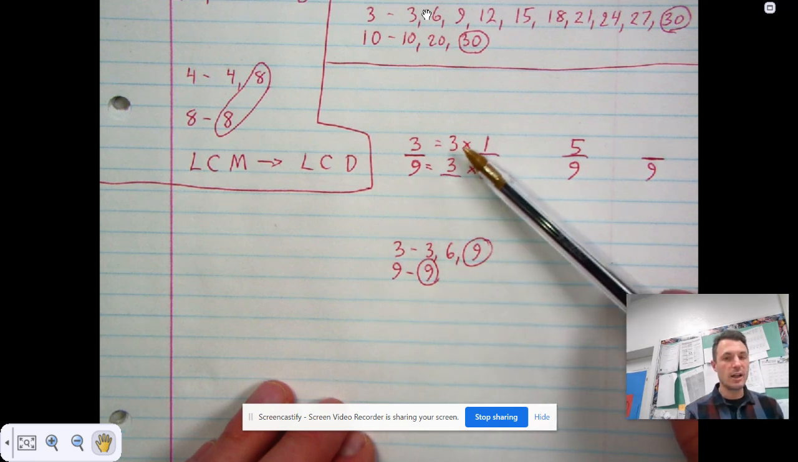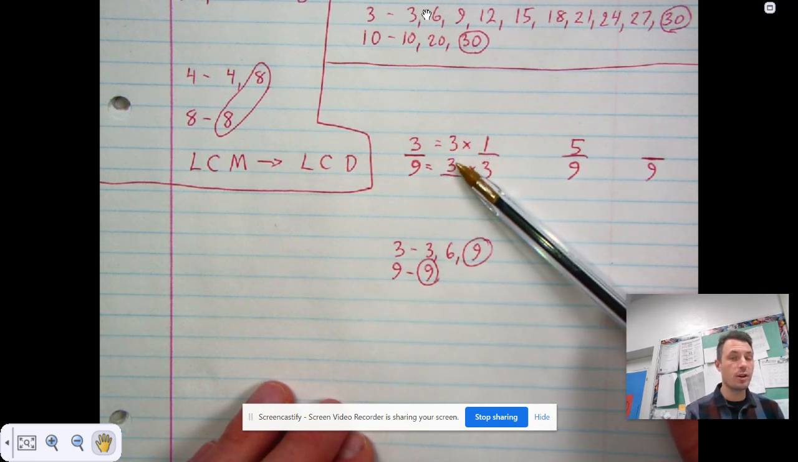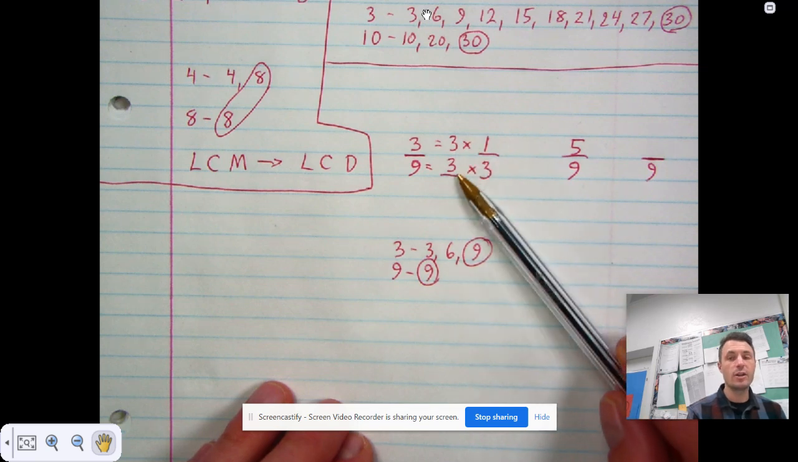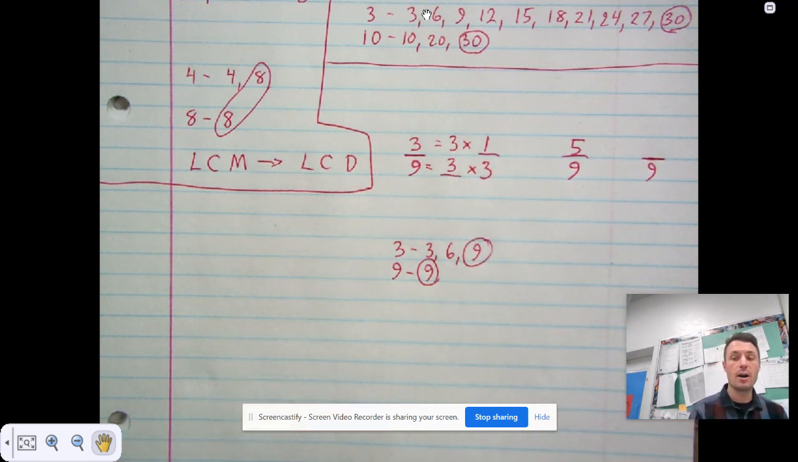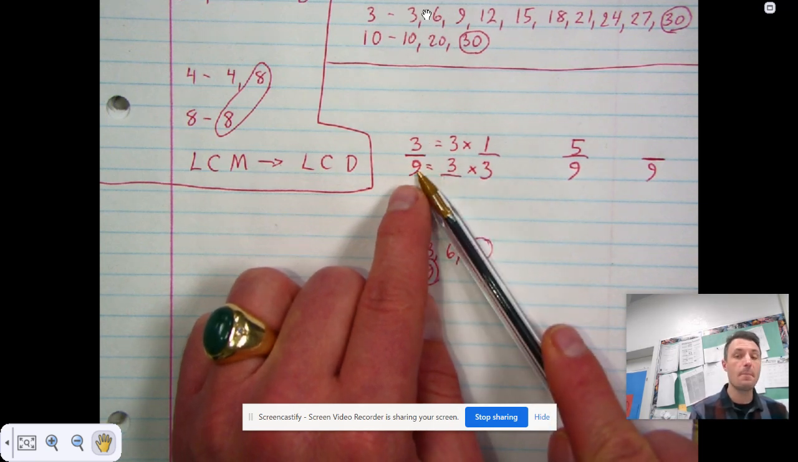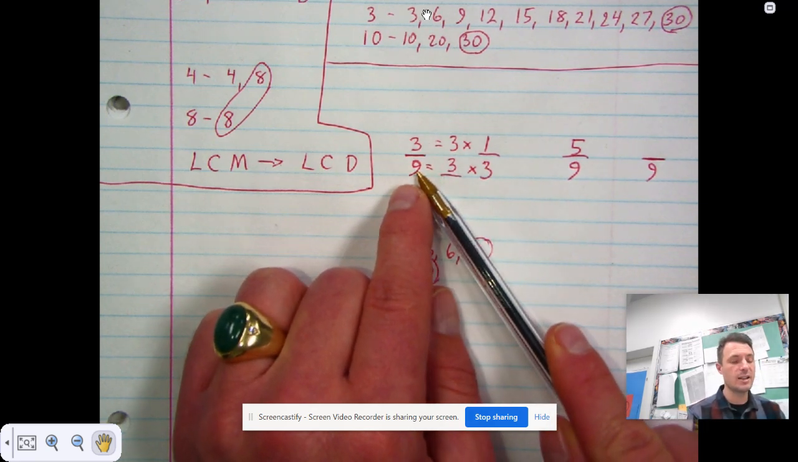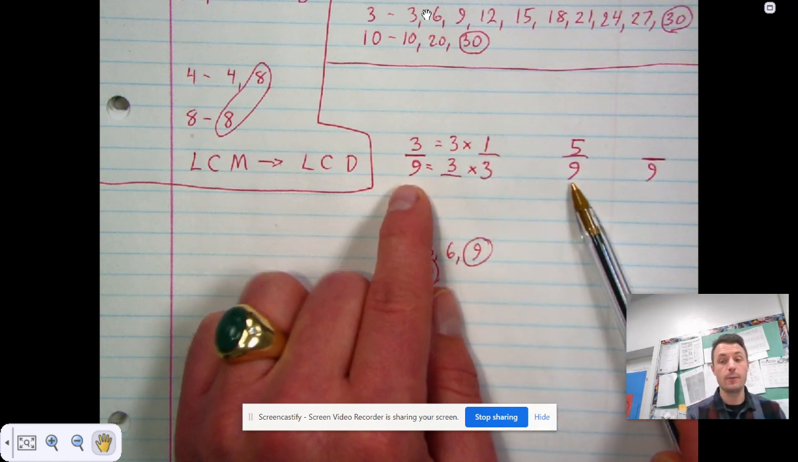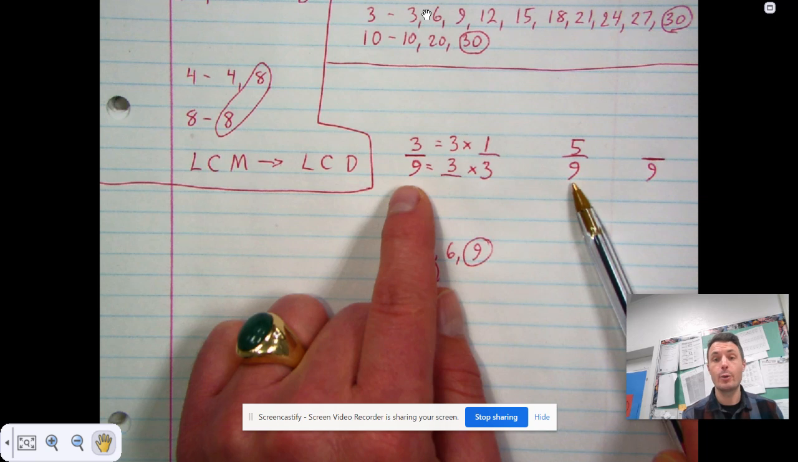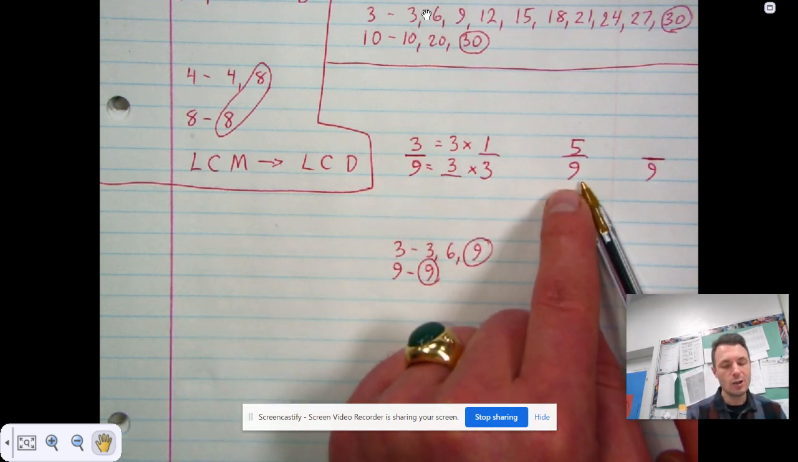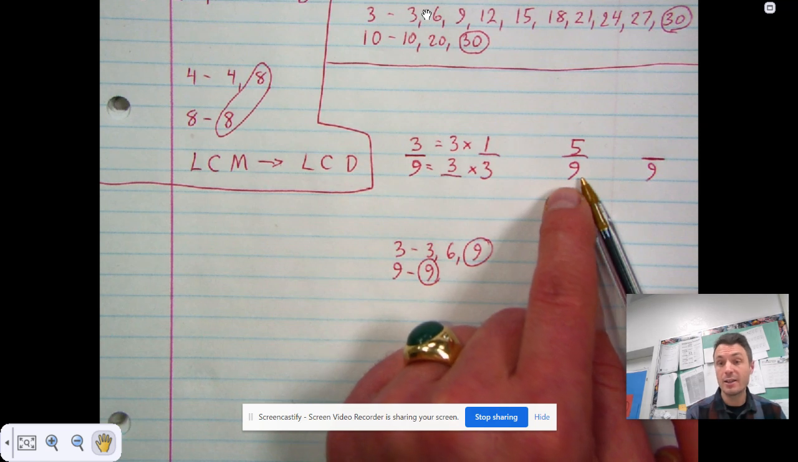So since we multiplied the same number by the numerator and the denominator, we changed the numerator and the denominator by the same amount. So we've made an equivalent fraction. 3/9 means the same thing. It has the same value as 1/3, but it has the same denominator as 5/9 does. So it makes it easy to compare. And why don't we have to change this one? It already has 9 as a denominator.